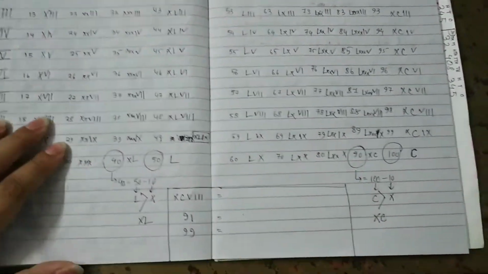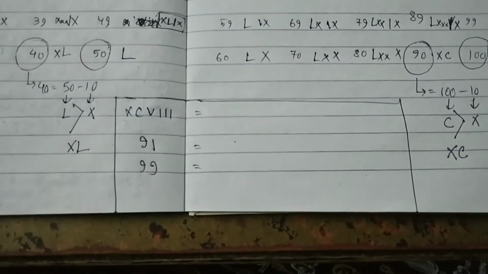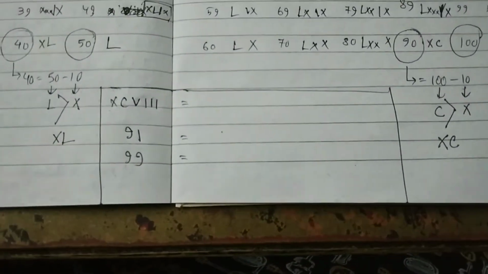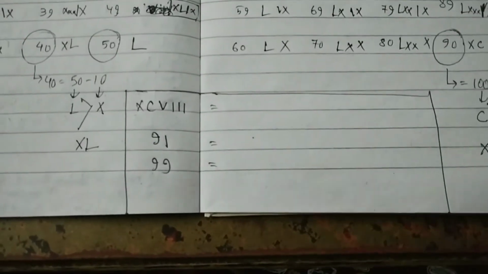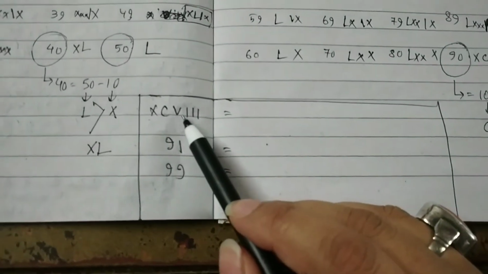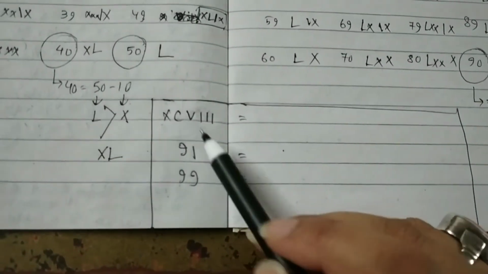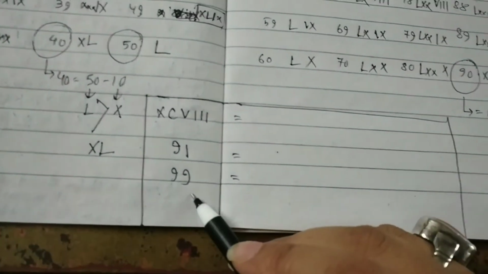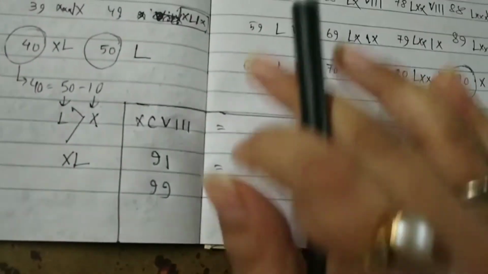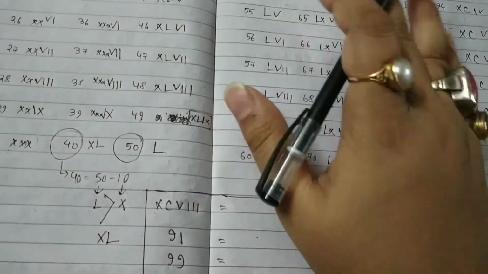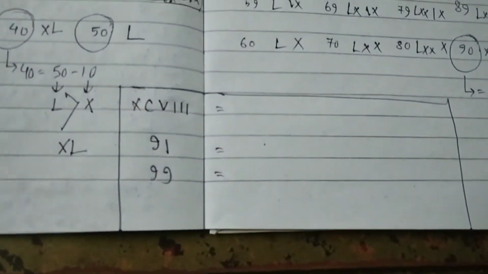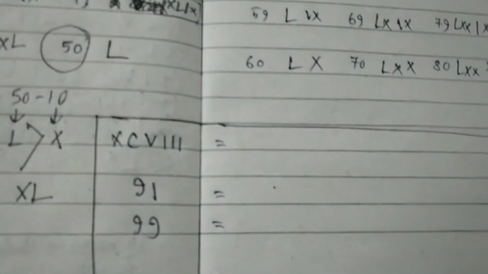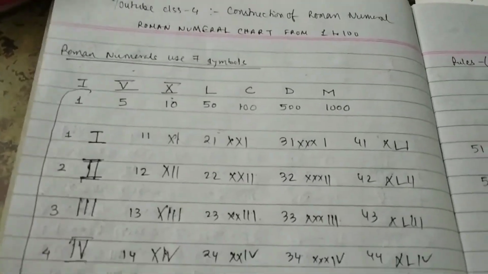I will solve these 3 examples just to tell you how to convert. The first example is from Roman numeral to Hindu-Arabic, and the last 2 are from Hindu-Arabic to Roman numeral. How to convert without seeing this table, just by remembering the 4 rules and the symbols which we have used. That is the 7 symbols of the Roman numerals.